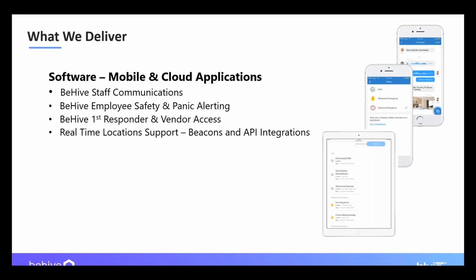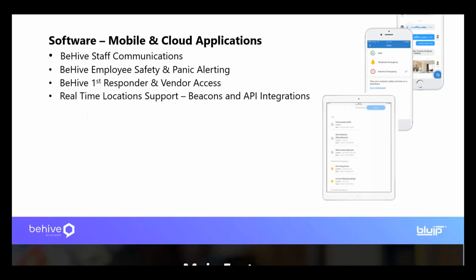So what we deliver, what is BeHive? BeHive is a staff communication application. It provides employee safety and panic alerting, and provides notifications to first responders, vendor access, and real-time location support with beacons and API integration. So let's get started and show you BeHive.